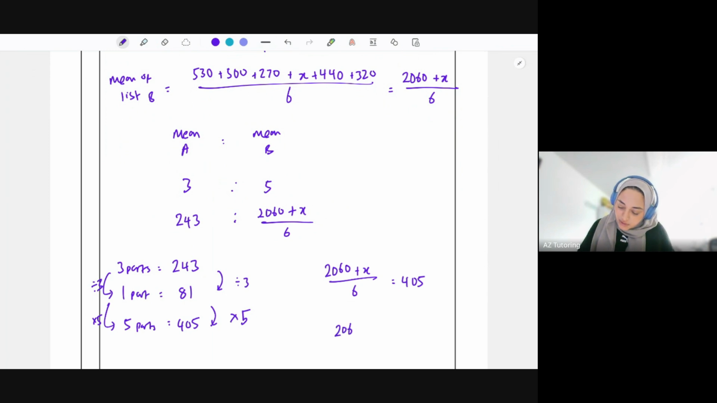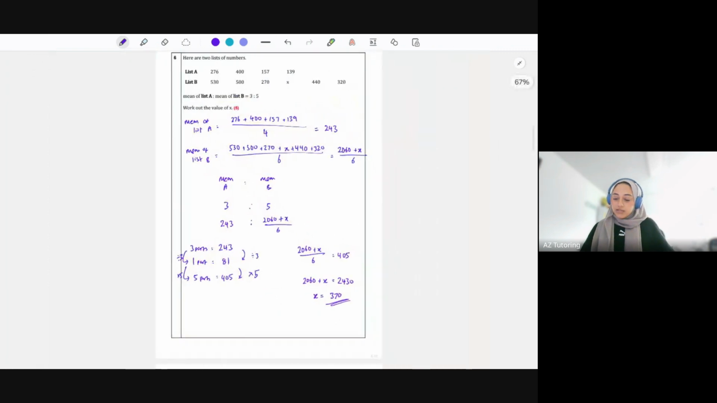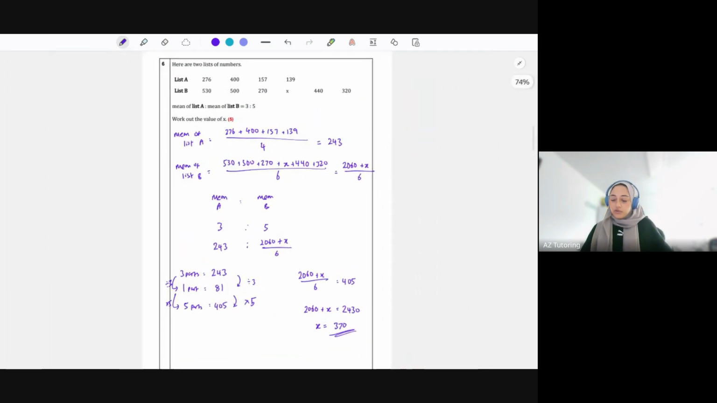Let's times by 6 first. 405 times 6 gives me 2,430. And then to get x by itself, I just need to minus that 2,060. So x equals 2,430 minus 2,060. I get 370. And that's my answer. So that's a good 5-mark question.